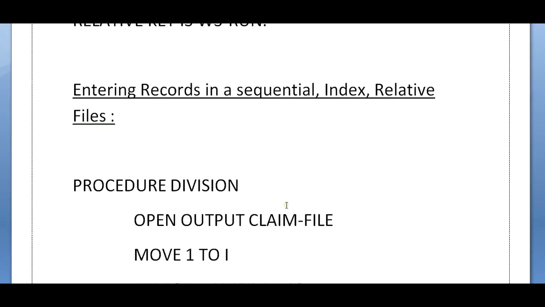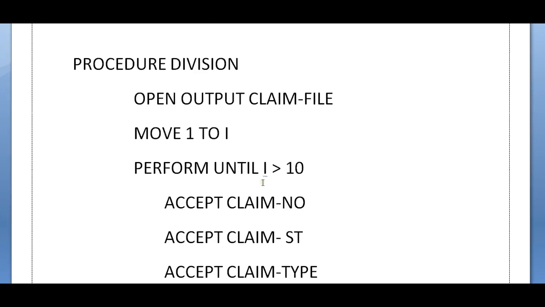This is for a sequential file or a simple file. What I'm doing is I'm trying to open the claim file. I wanted to enter 10 records into the claim file. So what I need to do, I have to open the file in output mode. I have opened the file in output mode pointing to the claim file.